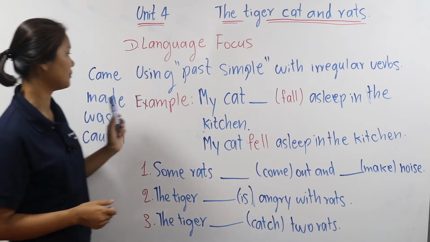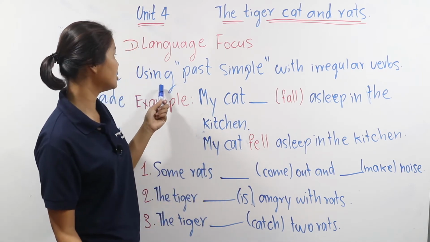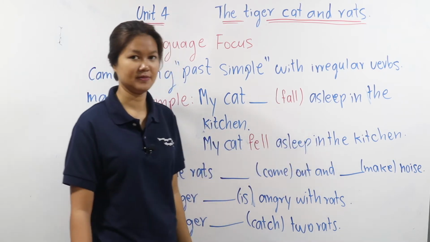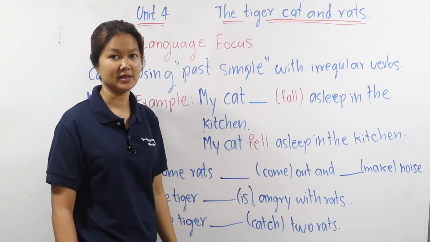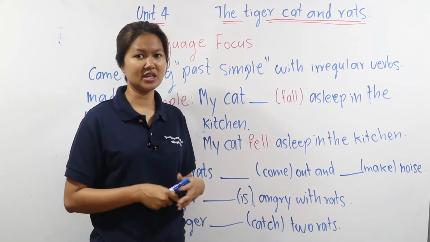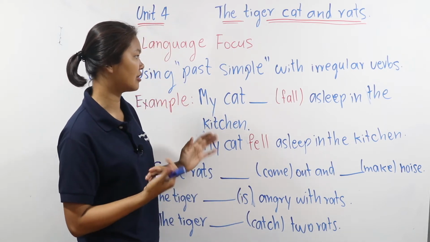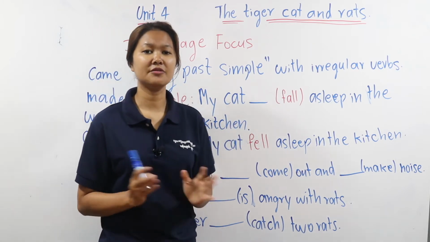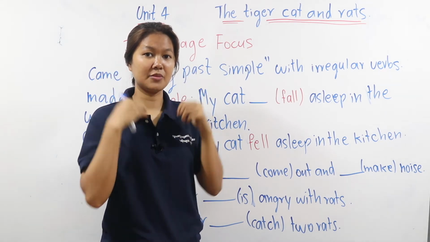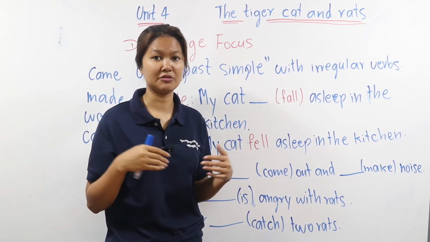Okay, now let's look at the example. My cat fall asleep in the kitchen. But they said here use past simple with irregular verbs. So my cat fell asleep in the kitchen. So fall becomes fell. Okay, so please remember that. As I told you, you will ask, how do we know if it is an irregular verb or a regular verb? And how do we know the irregular verb fall becomes fell? So all of that you have to study, especially the irregular verbs. Try to memorize. Fall, fell, come, came. You have to memorize all those irregular verbs, okay?